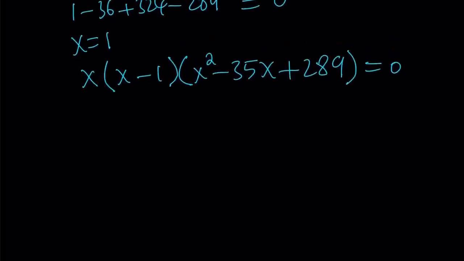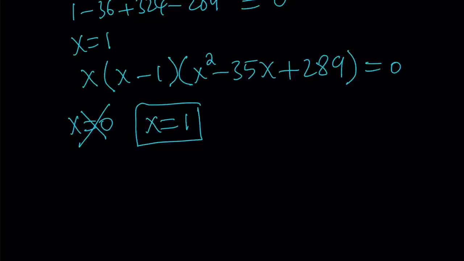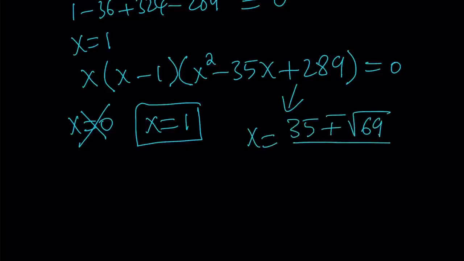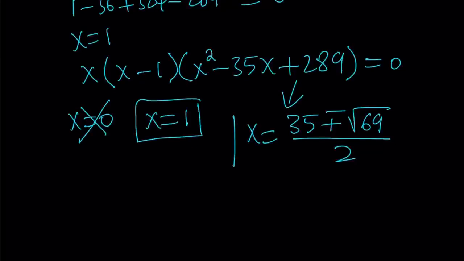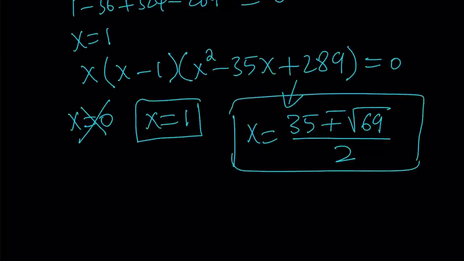Now, let's take a look at the solutions of this equation. x equals 0 is a solution, but we already considered that. x equals 1 is a solution. We're going to check that. And this one is quadratic, so that gives us two solutions, and those solutions are x equals 35 plus or minus the square root of 69, over 2. So we get 3 candidates, and we're going to check all of them.